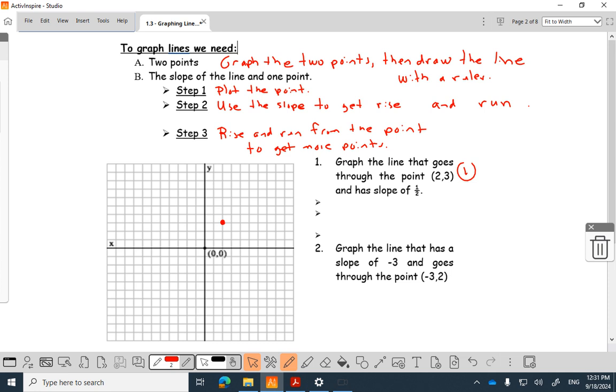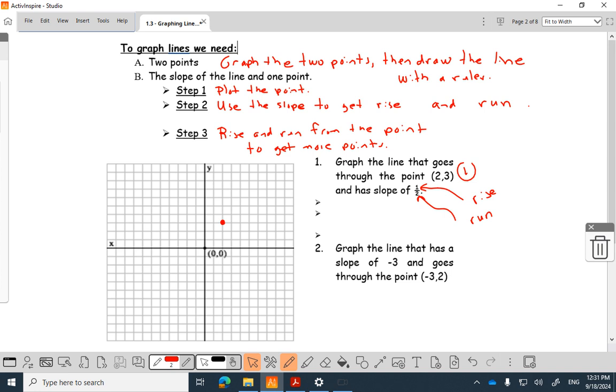Step 2. Use the slope to find the rise and run. Here's what I encourage you to do. You've got slope right there. Just take a little arrow, point it at the numerator, a little arrow, point it at the denominator. The one in the numerator is the rise. The one in the denominator is the run. Rise, run. So from the point given, I need to rise 1, run 2.